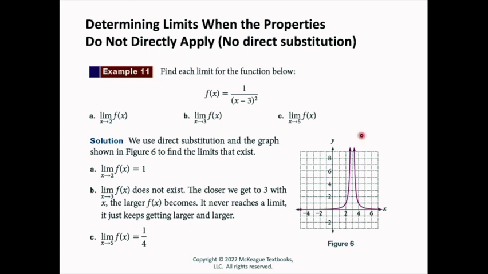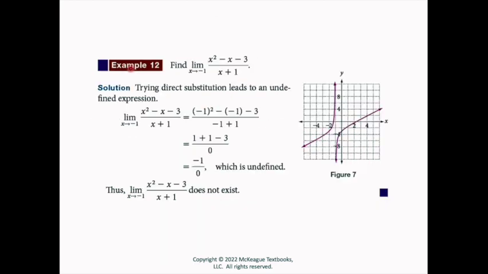If we look at the limit as x approaches 5 from the left or from the right, we can see that they both approach the same value. Now, it's hard to read what that is on the graph. And when that happens, instead of looking at the graph, it's better to just plug in the value into the function. When we look at example 12, we need to find the limit as x approaches -1.